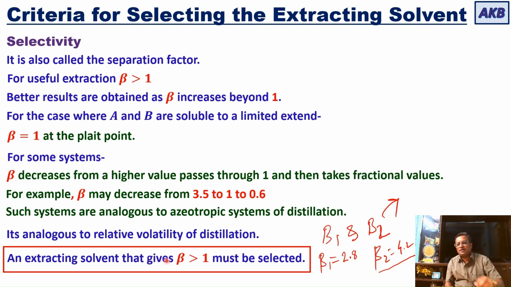Are you understanding it? This is how you can use the parameter beta, that is selectivity, for selecting the extracting solvent. I hope the concept is clear to you. So if somebody asks you how you are going to select the extracting solvent based on its selectivity, you simply say, I will select that solvent which will give selectivity that is much higher than 1, because then and then only am I going to get better results in extraction. Are you understanding it? I hope this is clear to you.